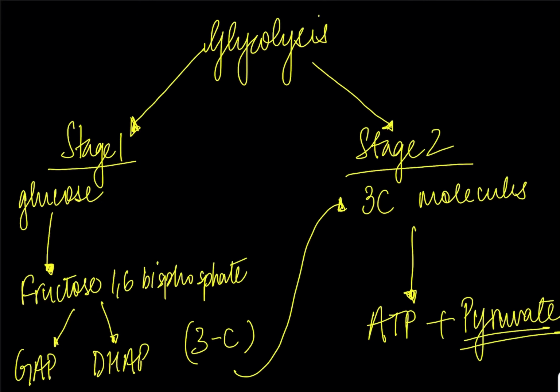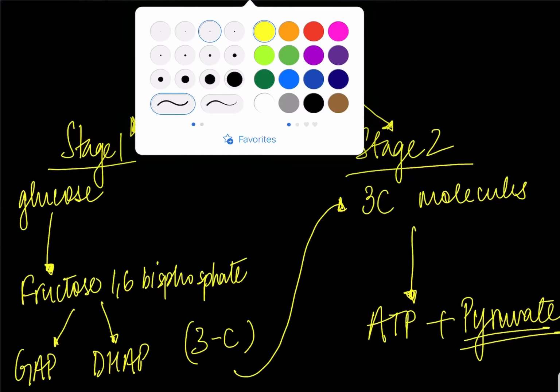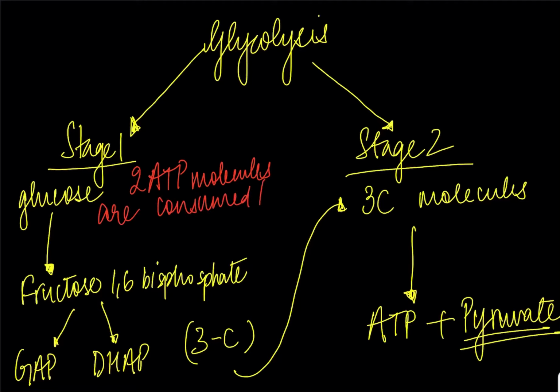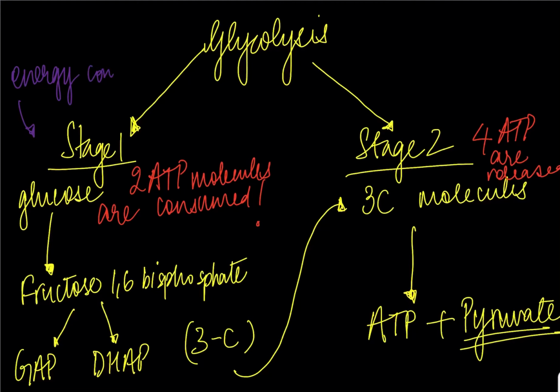Moreover, in the first stage of glycolysis, 2 ATP molecules are consumed, and in the second stage of glycolysis 4 ATP are released. So it can also be thought of as the first stage being the energy consuming stage, whereas the second stage is the energy releasing stage.